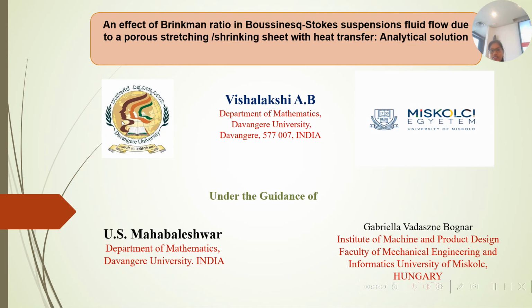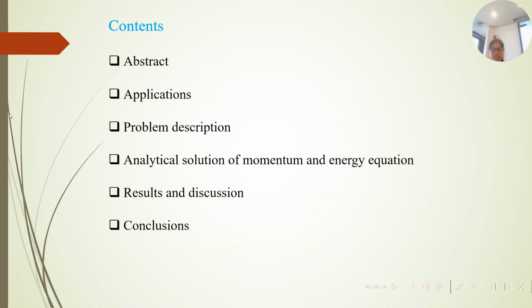The topic of today's presentation is the effect of Brinkman ratio of Boussinesq-Stokes suspension fluid flow due to a porous stretching or shrinking sheet with heat transfer. This is an analytical study. The main content of the presentation consists of abstract, applications, problem description, analytical solution of momentum and energy equation, result and discussion, and conclusion.